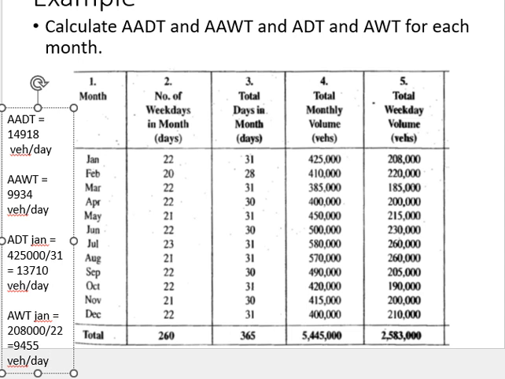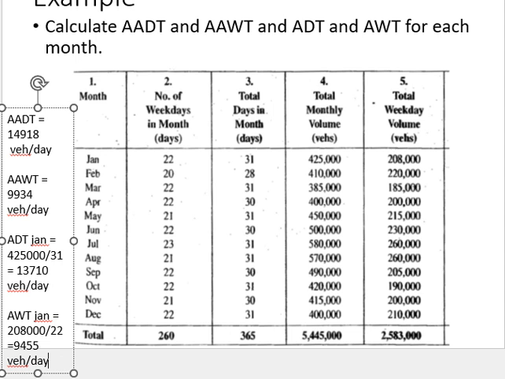Can you calculate AADT for January? No. It should be 1 year. AADT means average annual, so anything less than annual cannot be AADT. So for January I cannot calculate AADT or even AAWT. Got it? Annual cannot be less than 1 year.